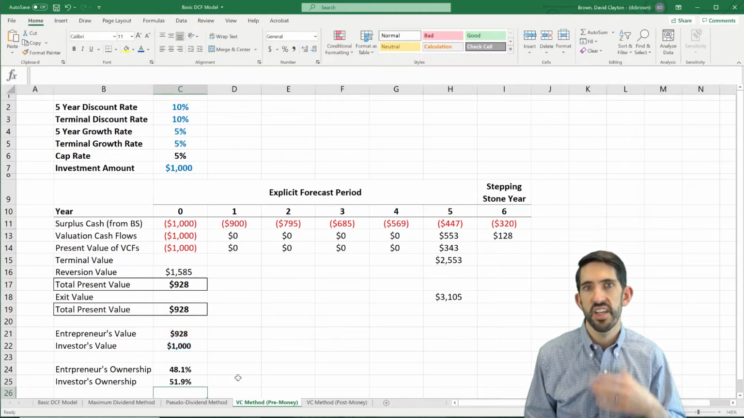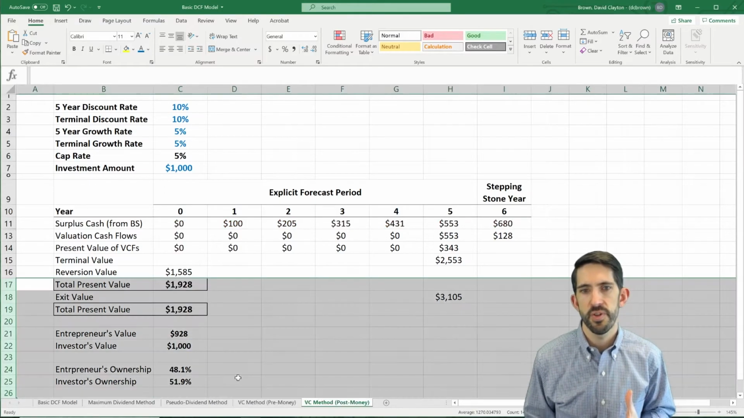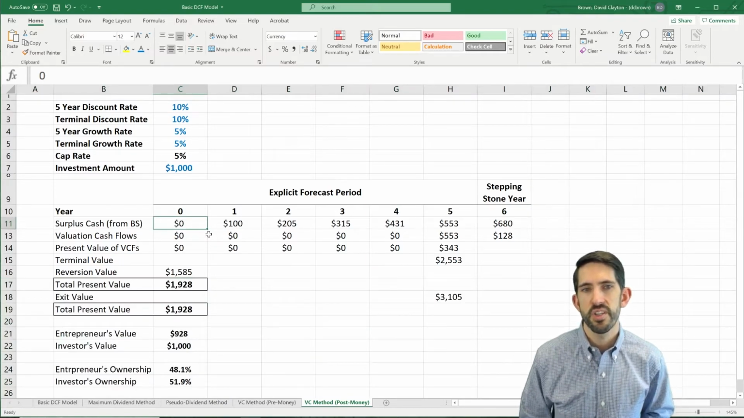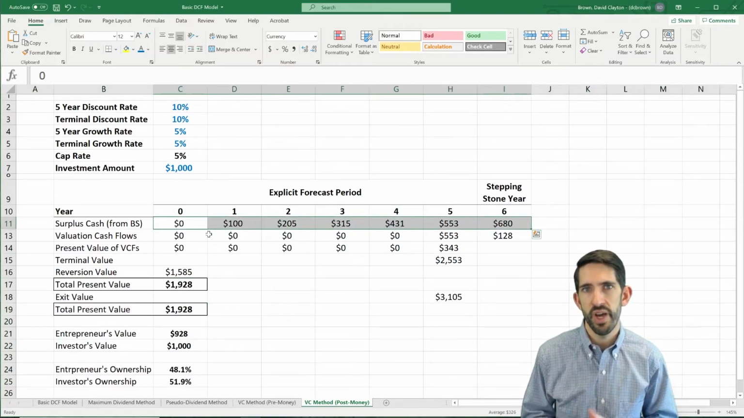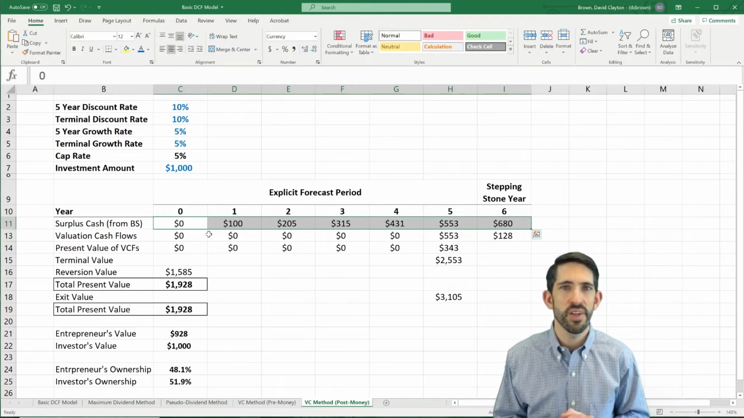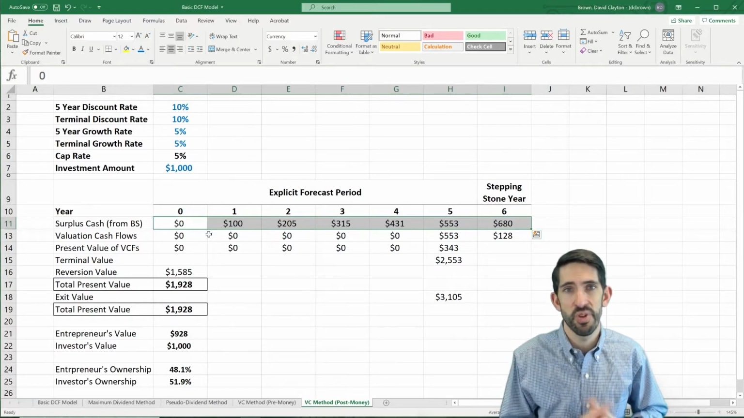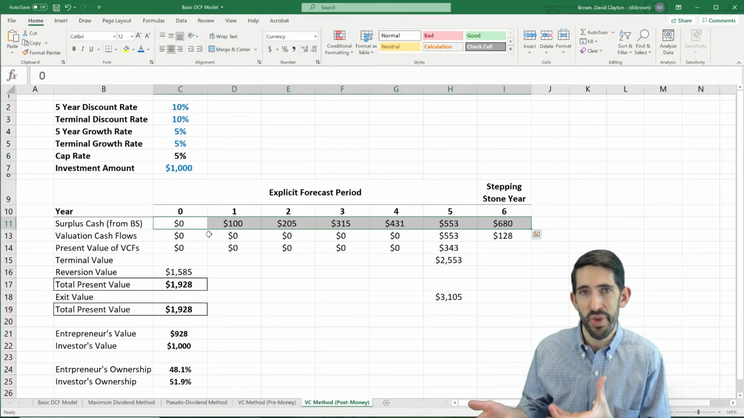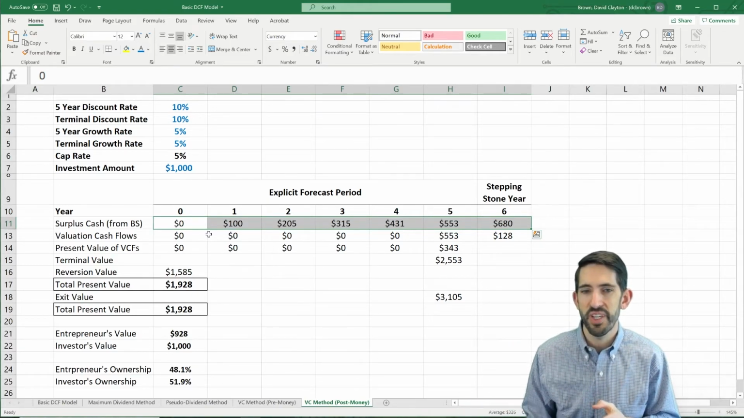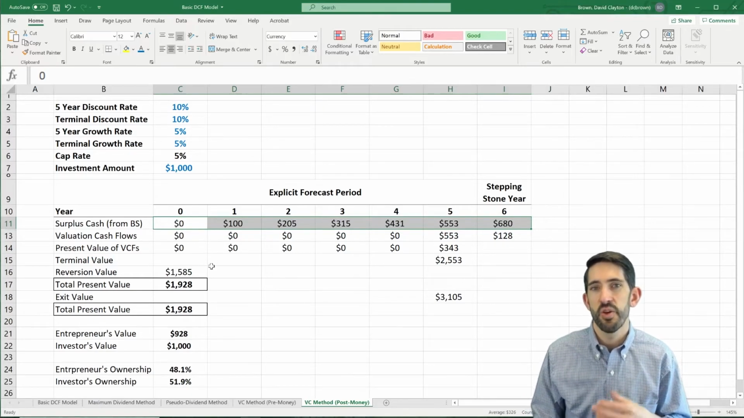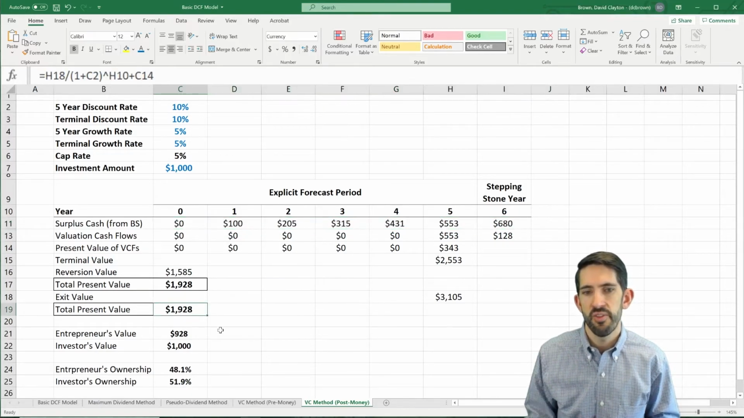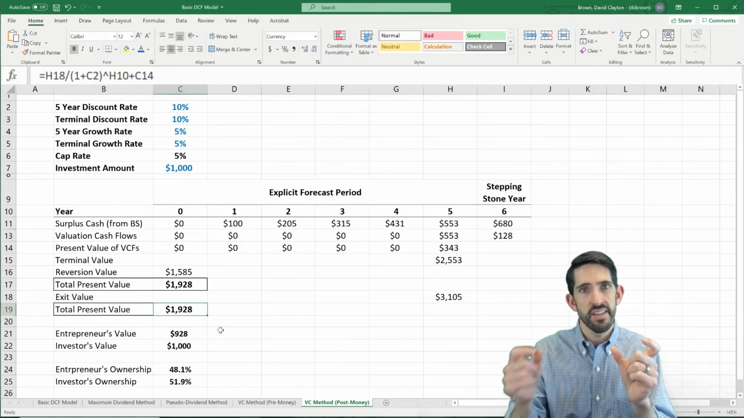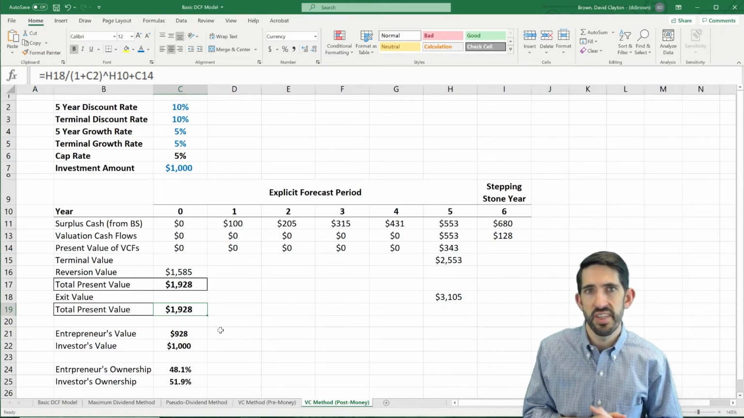We can also see this in a post-money valuation. So if I flip over a tab, we're going to see a couple of changes in what the post-money valuation looks like. First, notice our surplus cash is now always positive. This is a set of financial statements that you'd rather show to an investor, right? It shows positive cash balances. Things look like the company's not going bankrupt. Notice from a valuation perspective, we're going to get the same answer. In this case, we're going to get a post-money value of 1.928 million. So all we've done is taken that 928 and added in the investment amount to get to the 1,928.